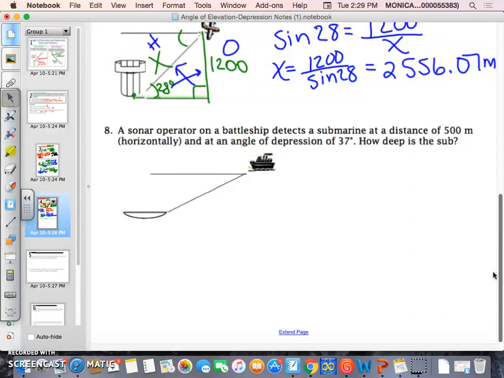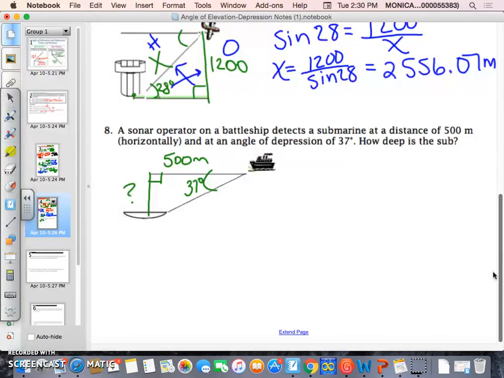So we've got a sonar operator. Okay, so sonar is going underground or underwater. Horizontally 37, how deep is the sub? So this is 37 degrees, excuse me. And the distance is 500 meters. And so I want to know, how deep is the sub?